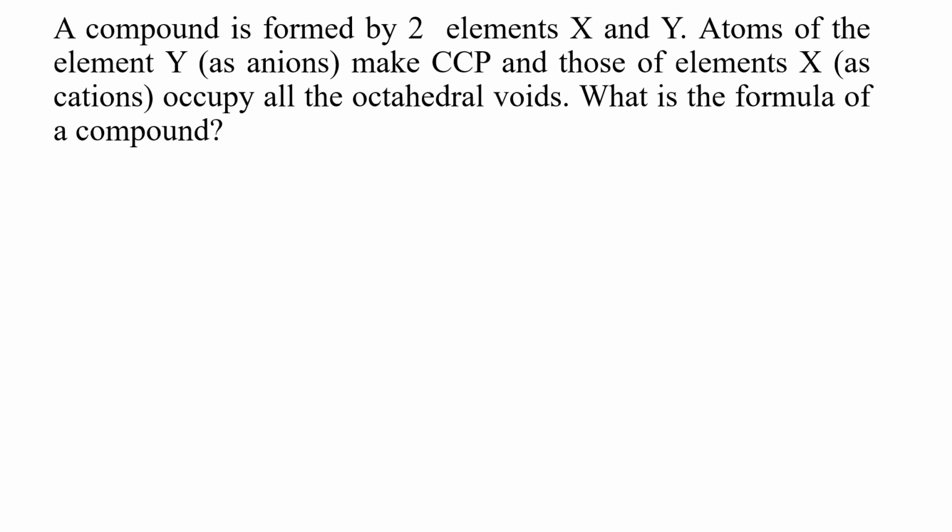Sir, can you repeat the question? Lattice, sir. A compound is formed by two elements X and Y. Atoms of element Y make CCP. Atoms of element X, that is the cation, occupy all the octahedral voids. What is the formula of the compound? This is a question. How can we solve it?